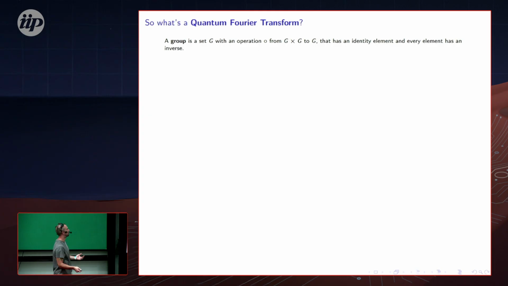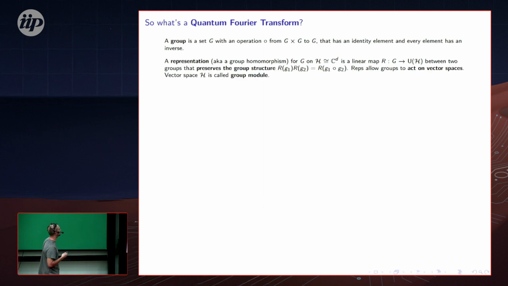So to explain the problem, let's start with a little recap of group theory and representation theory. A group is a set G with an operation circ from G times G to G. It takes two elements of the group and gives you a new element of the group. The properties are that it has an identity and every element has an inverse, such that if I combine an element and its inverse, I get the identity.